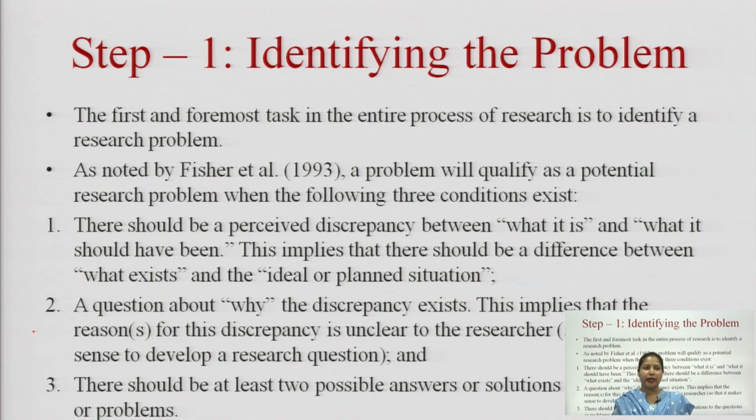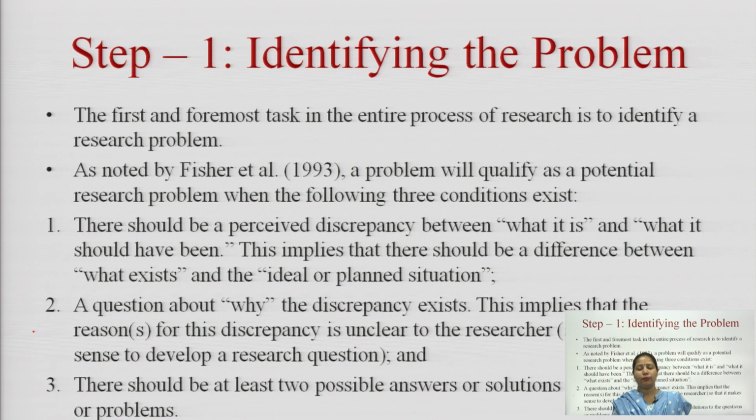As noted by Fisher et al. in 1993, a problem will qualify as a potential research problem when the following 3 conditions exist. These are the 3 conditions according to Fisher, through which we can identify a research problem. If any certain problem matches these points, then it is a research problem. The first is, there should be a perceived discrepancy between what it is and what it should have been. It means what the result actually is and what we expected, what it should be, what is the difference.